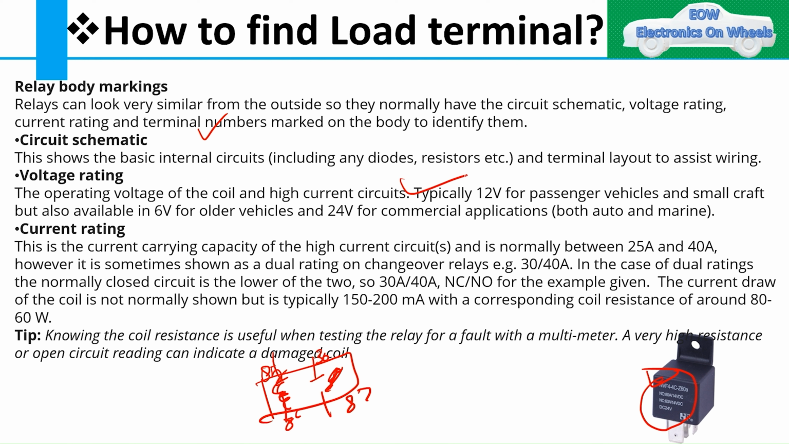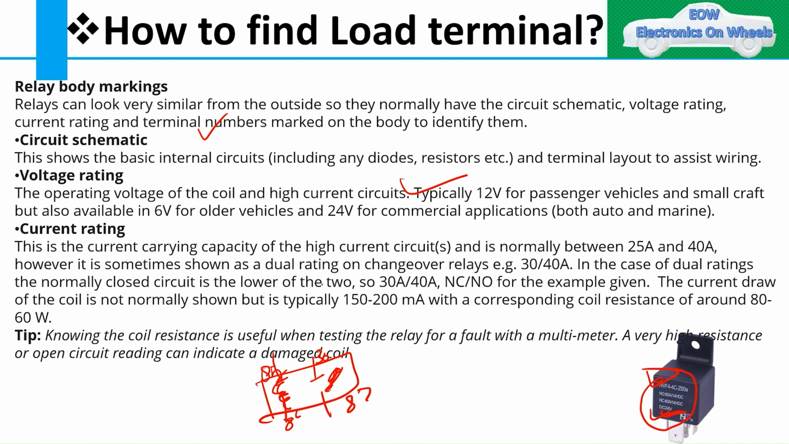Then voltage rating. Typically for passenger vehicles we will have 12 volt, and for commercial vehicles we will have 24 volt, like you can see here. And 6 volt was for older vehicles, but as of now we are not using 6 volt, we are mostly using 12 volt and 24 volt.